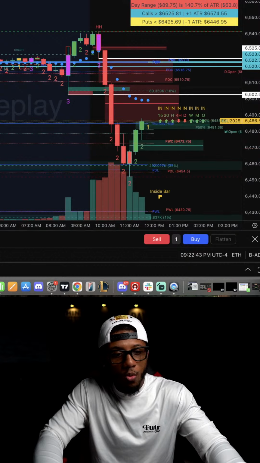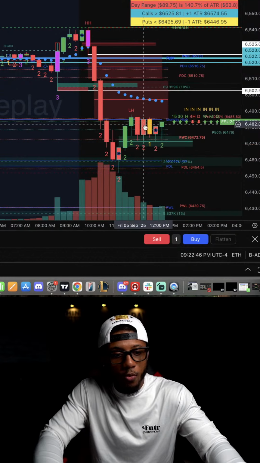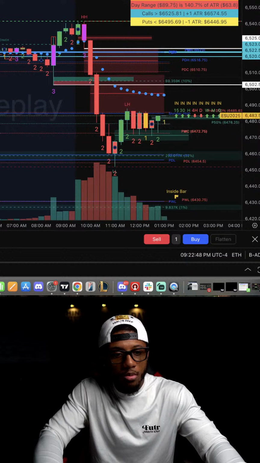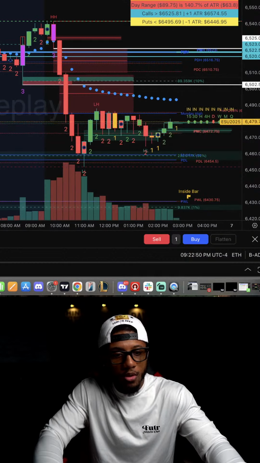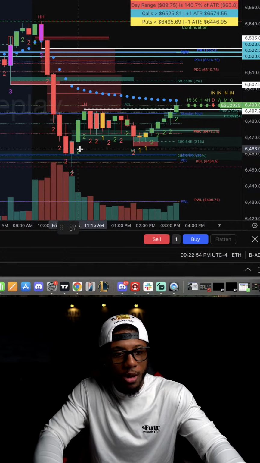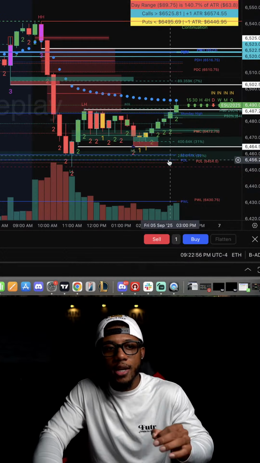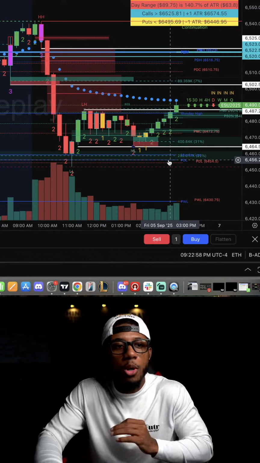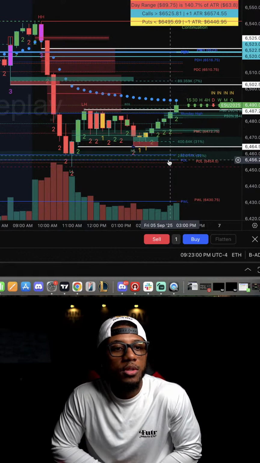Watch this. When 11 a.m. comes, or when 12 p.m. comes, look what happens. Price starts chopping up in the zone. Look at this. We get stuck in this range for about 2 hours. So anyone trading around lunchtime is getting smoked. They're getting smoked.